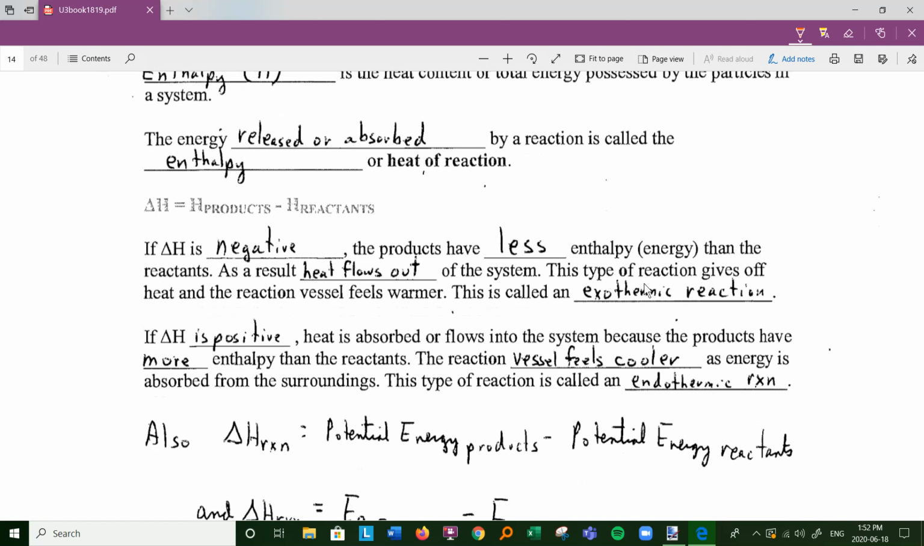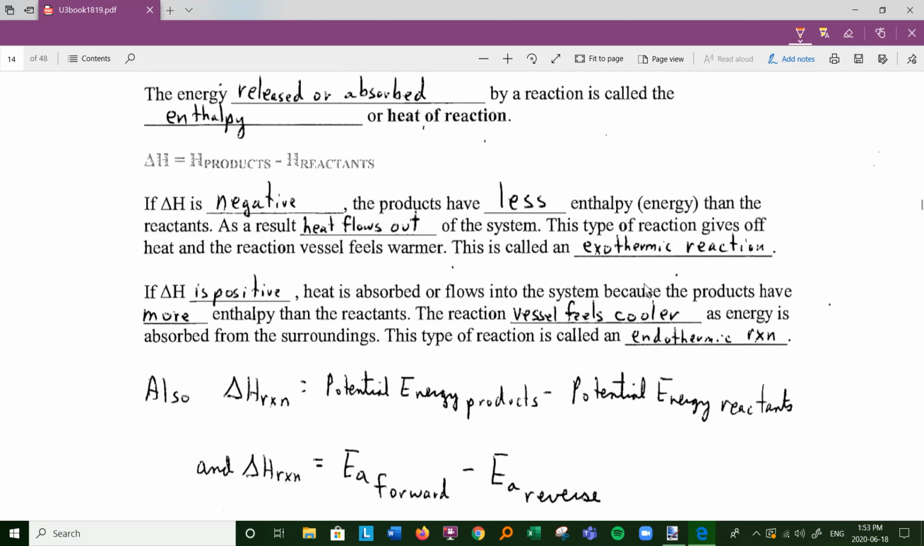If delta H is negative, the products have less enthalpy, energy, than the reactants. So heat flows out of the system, causing the reaction vessel to feel warmer to the touch, and it's called an exothermic reaction. So if energy is released in the form of heat, you have what's called an exothermic reaction. Okay? Combustion is an exothermic reaction. Energy is released.